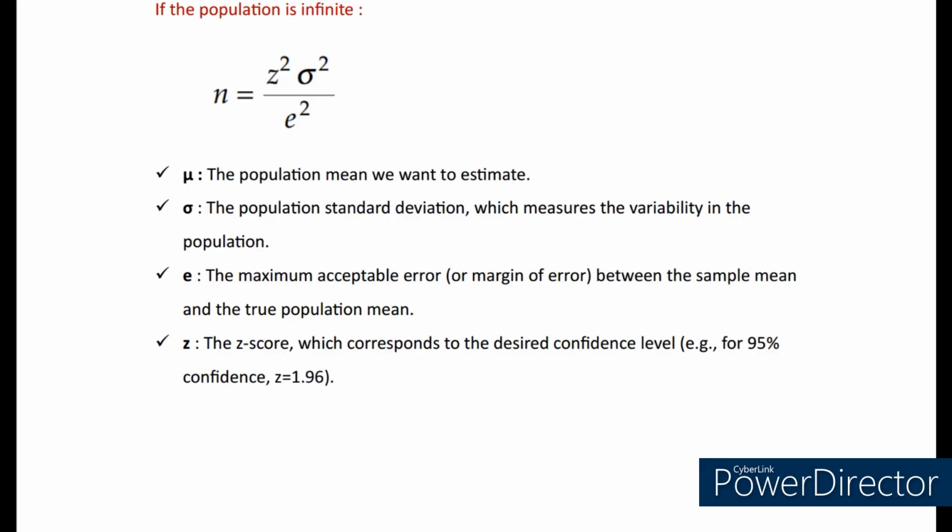What is sigma? We know, right? Standard deviation, which measures the variability in the population. Whereas E, that is the margin of error, the maximum acceptable error between the sample mean and the true population mean. And we know mu, that is nothing but the population mean.